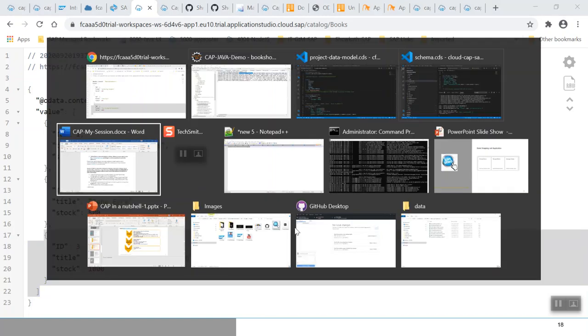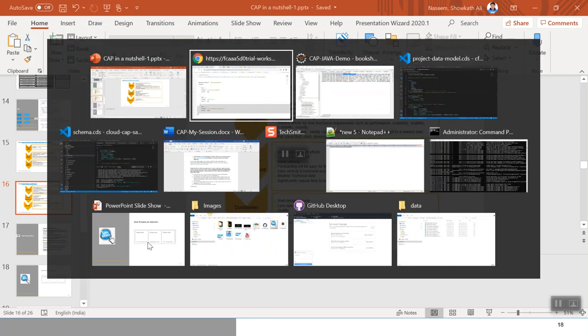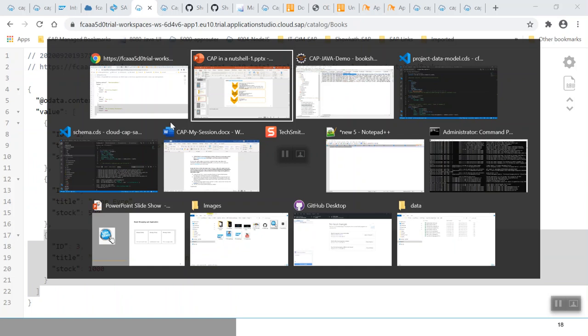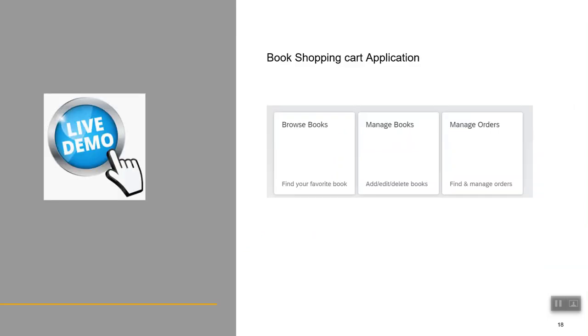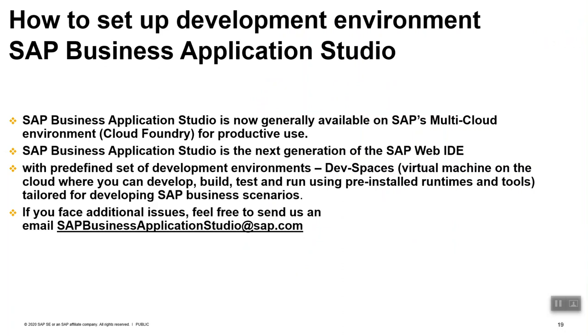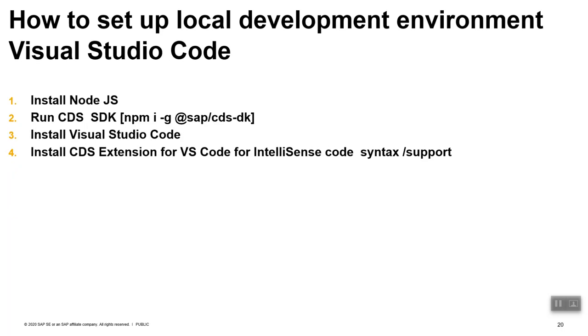Now coming back to the presentation. We just saw the live demo. In the next videos, we will see how to set up the development environment using SAP Business Application Studio, the next generation of SAP Web IDE. You just need one browser and nothing else to develop any kind of application. You can also develop applications or services using Visual Studio Code. I will show you how to set up the local development environment, similarly for Eclipse.